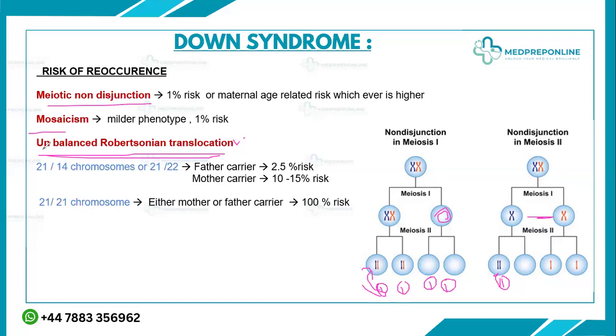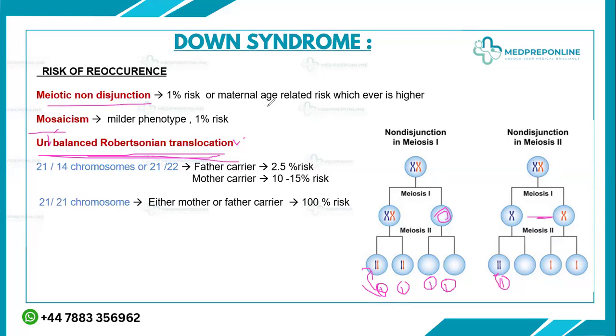Now, the most important one is the unbalanced Robertsonian translocation. When a child comes with Down syndrome, we do testing and we do the karyotyping to see the mechanism behind it. Now, if the mechanism comes out as an unbalanced Robertsonian translocation, then we have to counsel the parents that they can have other children with Down syndrome also, and it could run in the family, because there will be a risk of recurrence.